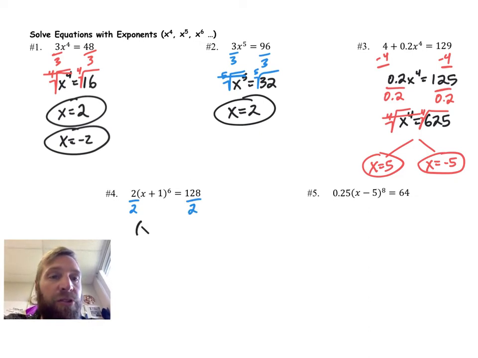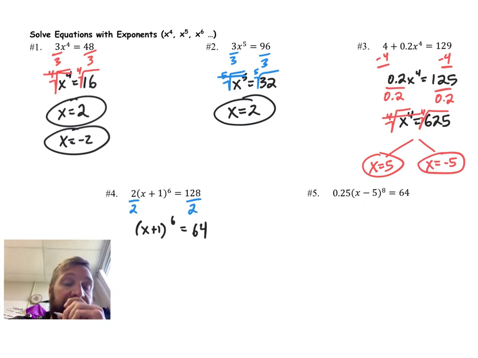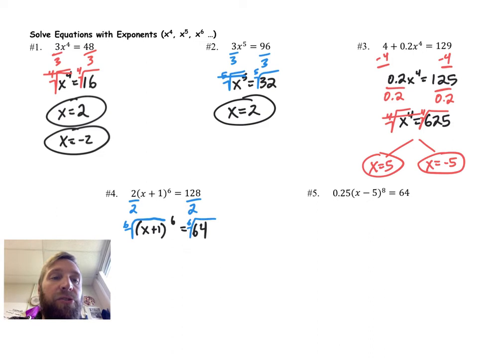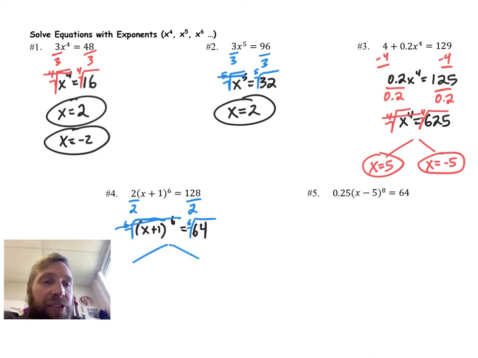Cool, that brings us down to our parentheses, x plus 1 to the 6th power. We cut 128 in half, and that gives us 64. And now we've got the 6th power. Cool, no worries, we go take the 6th root. Now, remember that's even, so we got 2 possible answers when we're coming out of this problem, whatever happens. 6th power cancels out with the 6th root, and we got our x plus 1.